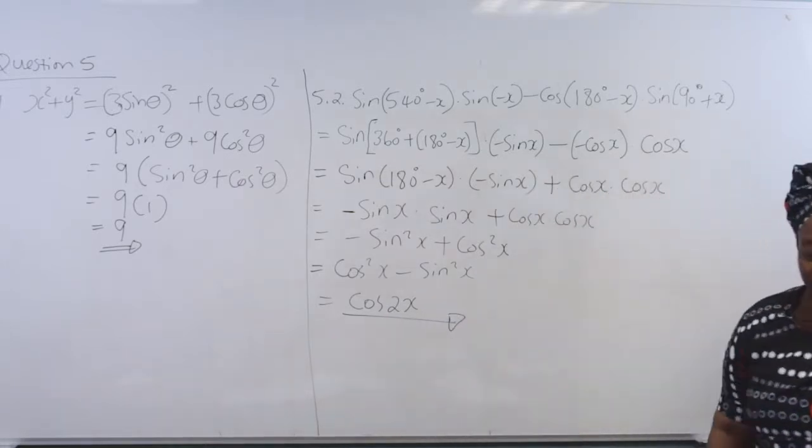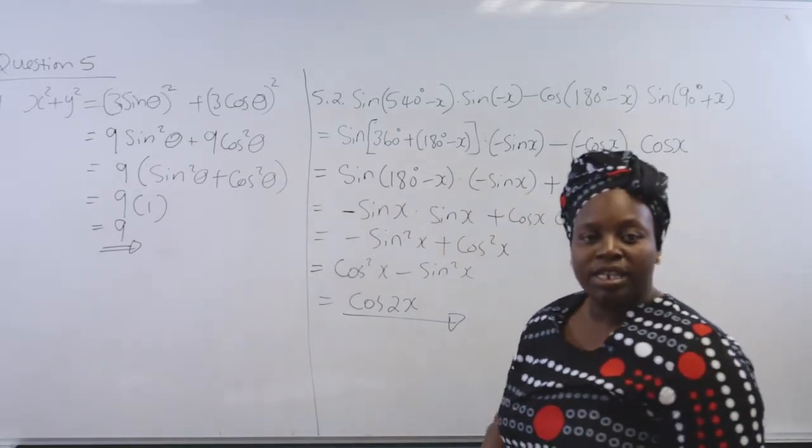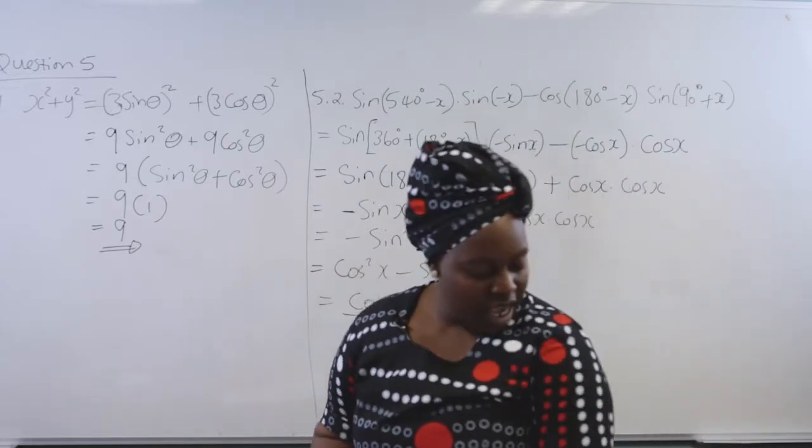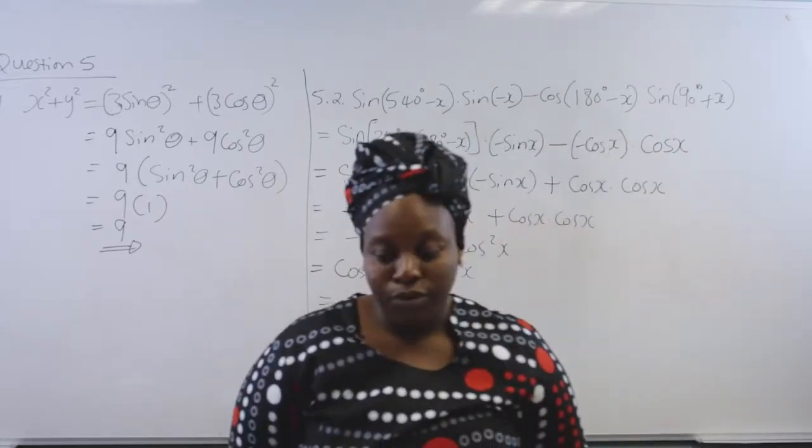And do you know how much this is? It's 6 marks. So it means you can get free 6 marks directed and very simple. That is the end of question 5.